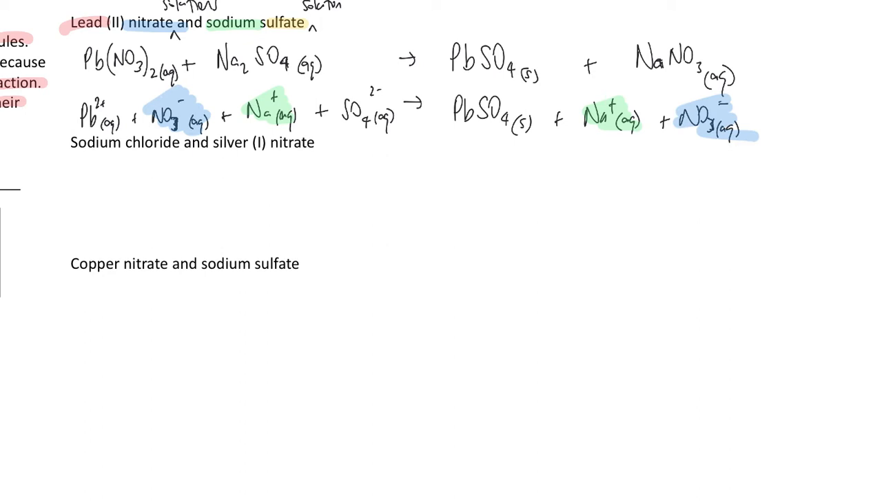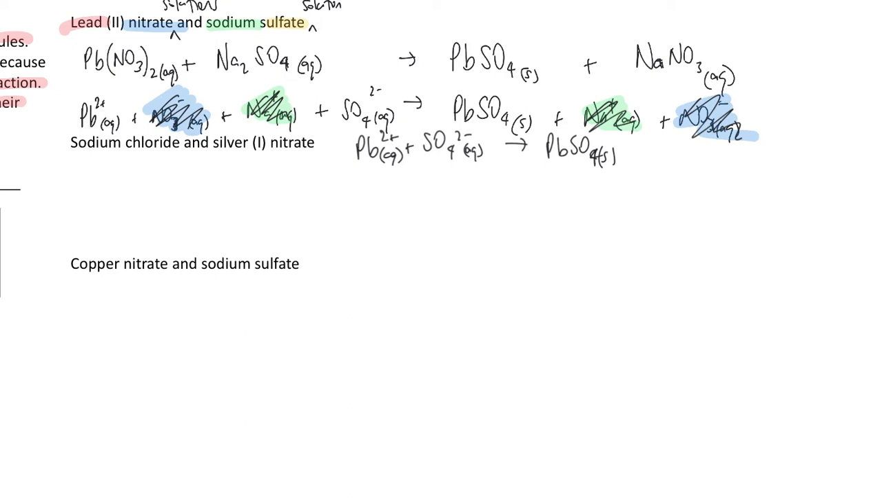So you can remove those ions and treat them as if they weren't there, and my erase tool is broken, right? You can just treat that as a new equation, which we'll write over here. Pb2+ and SO4 2-, both of these aqueous, goes to PbSO4 solid. Okay, and that would be your ionic equation for that particular reaction.